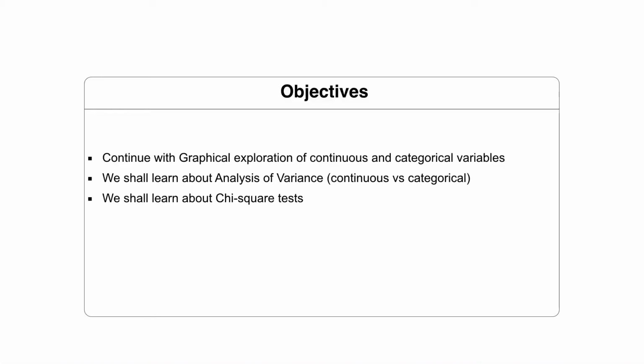In this particular module, our objective is that we continue with the graphical exploration that we started with bivariate data analysis part 1. This time we start looking at continuous and categorical variables, and we'll learn a bit about analysis of variance, particularly with continuous versus categorical variables, and we shall learn about chi-square tests.